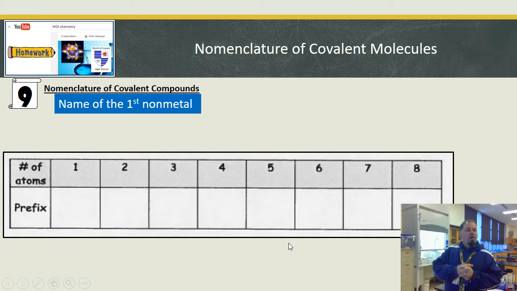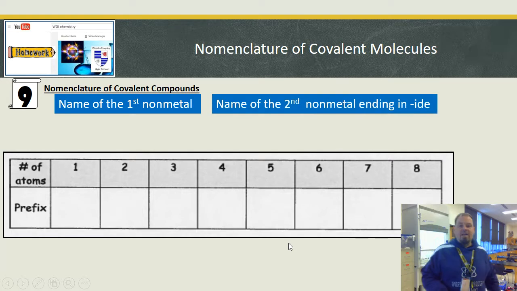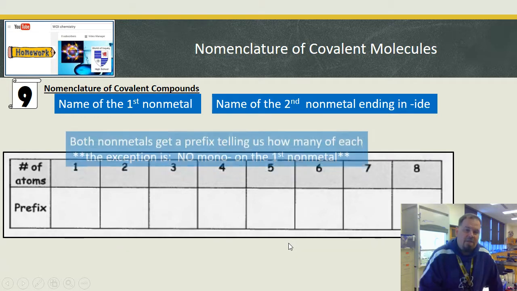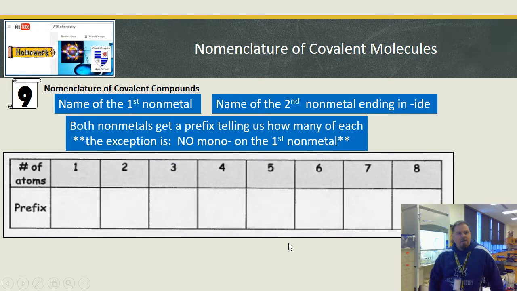So the naming structure starts out just like ionics. I name the first nonmetal, then I name the second nonmetal ending in "ide." That part is very similar to naming the first metal and then the nonmetal ending in "ide." But here I now need to tell you how many of each atom there are. So I'm going to deal with prefixes for covalent bonds, not for ionics. Both nonmetals get a prefix telling me how many of each there are. There's one exception to that rule: I will never use mono on the first nonmetal. That first name will never get mono, and we'll see that when we do some practice.